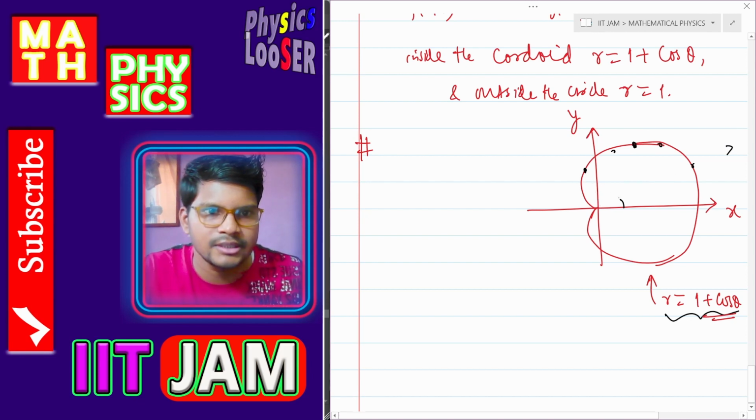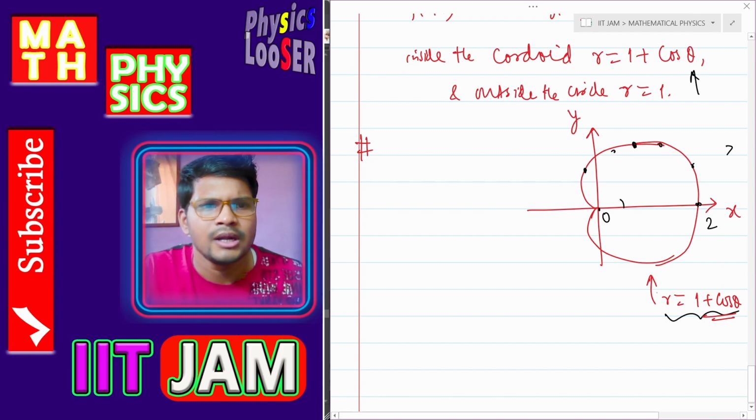Now you can already see that if theta is equal to 0, then r is equal to 2. So from here, I can say that if theta is equal to 0, this thing is very big. That is true. And the minimum is when cos theta becomes -1, so r becomes 0. So that's why it is landing over here.